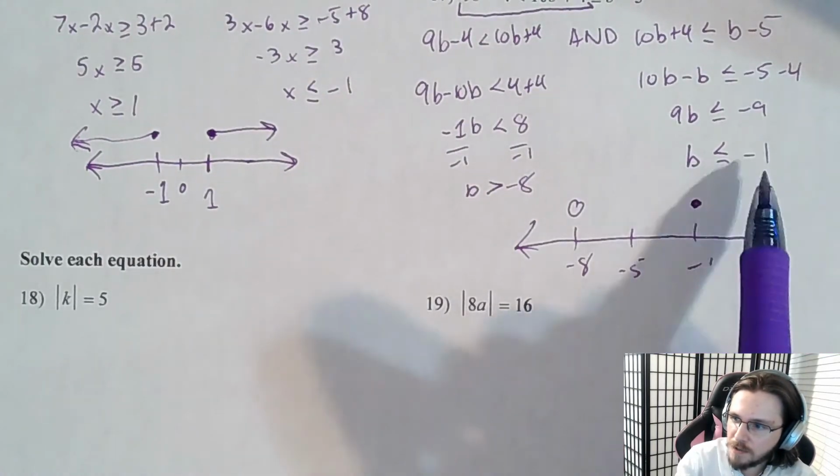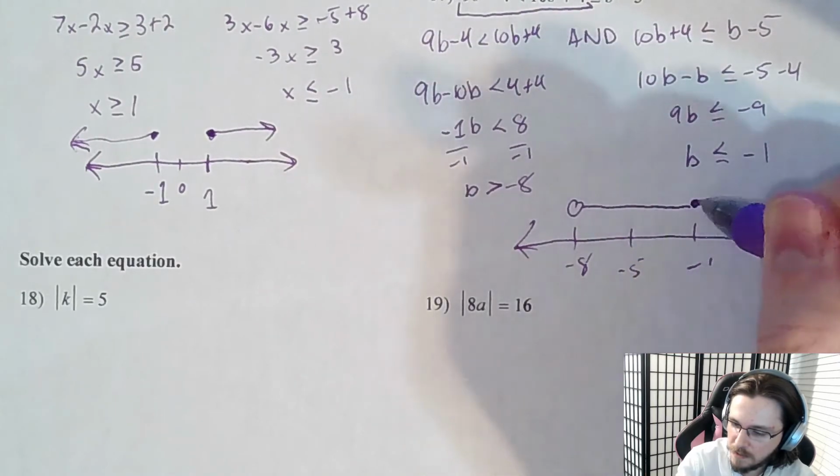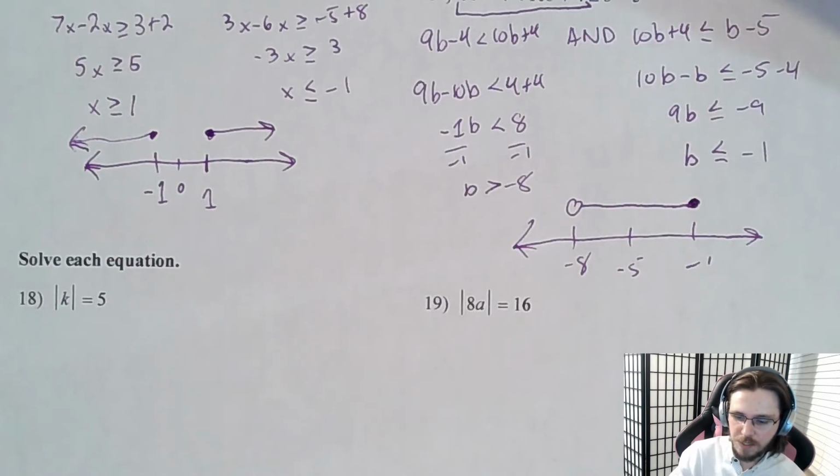So we're less than or equal to -1 coming together, greater than -8. There we go. The word and almost always means coming together like that.